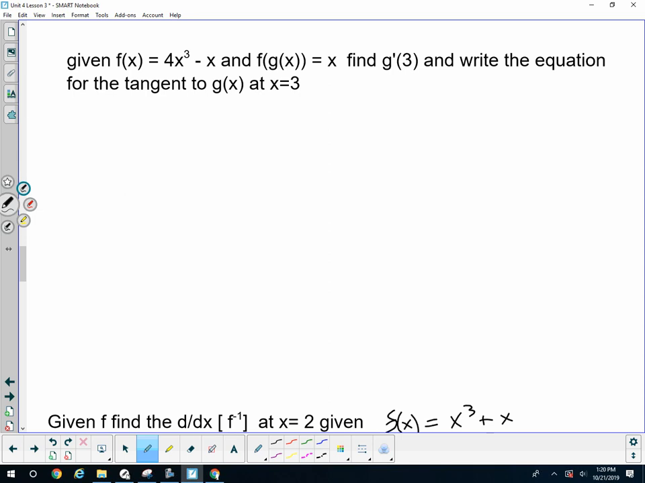Now, let's look at this guy. Let's go ahead and set up our table and see what information we need to find about f. Okay, ready, set, go. Trying to find g prime of 3.